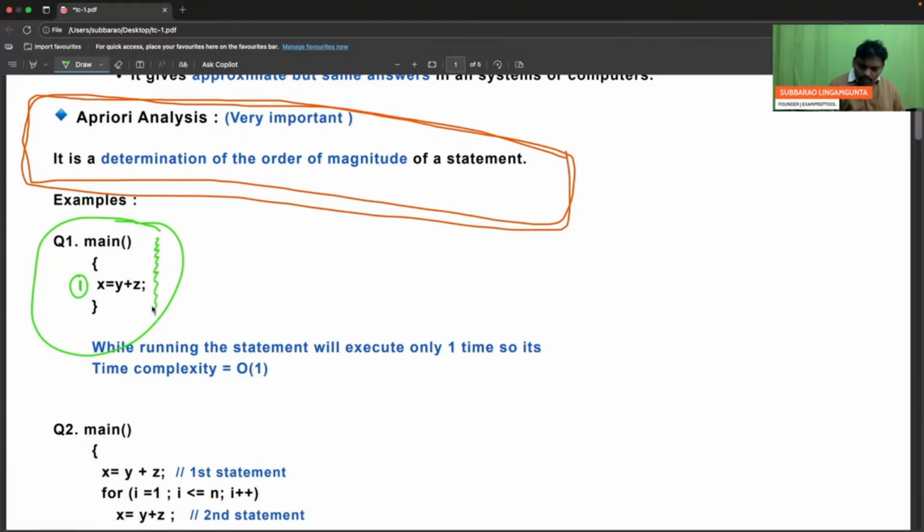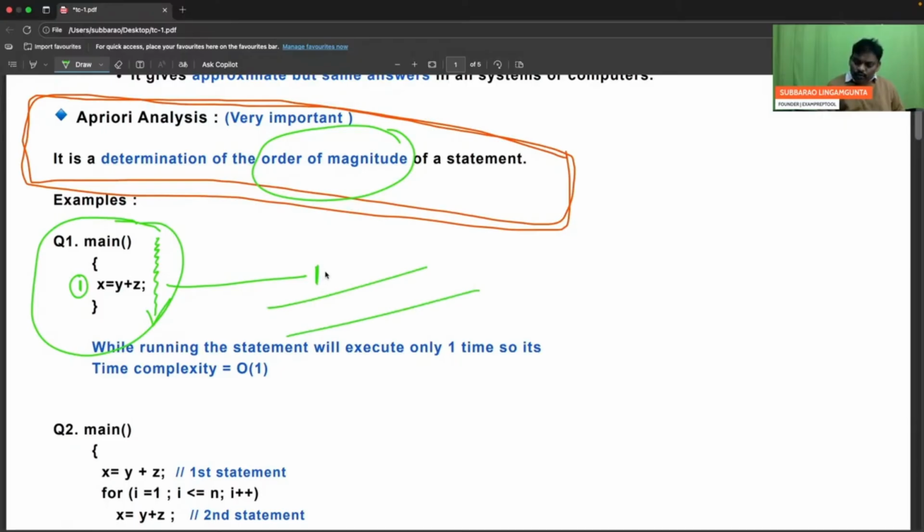While running, this statement will execute by CPU how many times? Only one statement. One time. That is called order of magnitude. It is a determination of order of magnitude of a statement. Order of magnitude is nothing but, while running, how many times a statement will execute. While running, statement 1 will execute one time. So the time complexity of this program is?